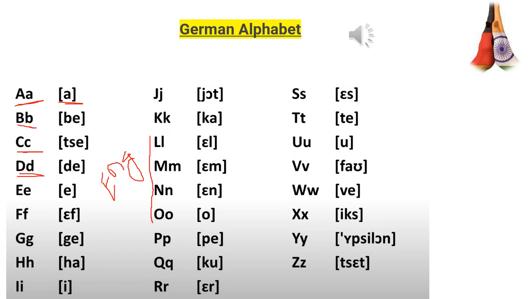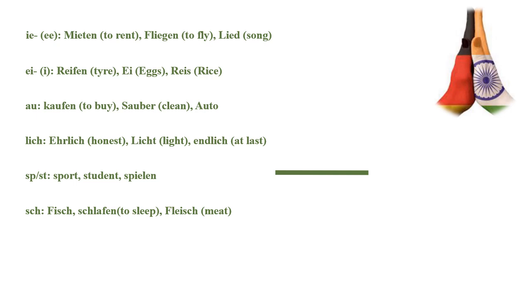Let me proceed to the next slides, where we will pronounce some vocabs based upon these German alphabets, like the pronunciation we have learned over here. So this is IE in English; in German it would be pronounced as E. So it is going to be mieten, okay? It is going to be fliegen, okay? It is going to be Lied, okay? Because IE is pronounced in German as E.